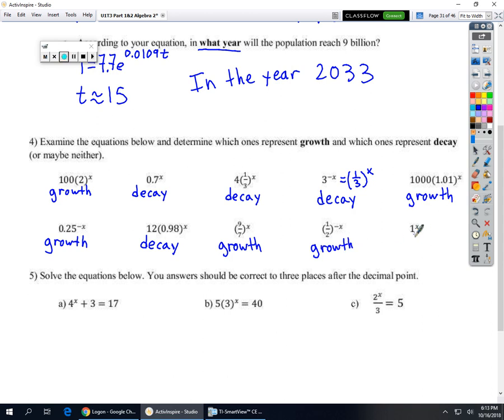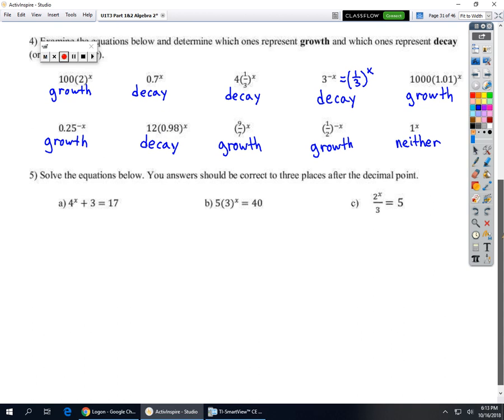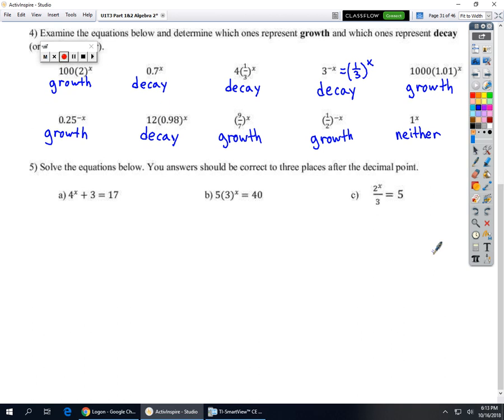All right, what is this last one here? I got 1. Well, it's not greater than 1. It's not less than 1. So this is actually a neither. This one's neither growth nor decay, because think about it. You're just multiplying 1 over and over and over again. If you can multiply 1 infinitely many times, it'll still be 1. Right?